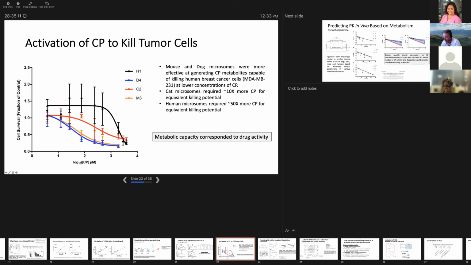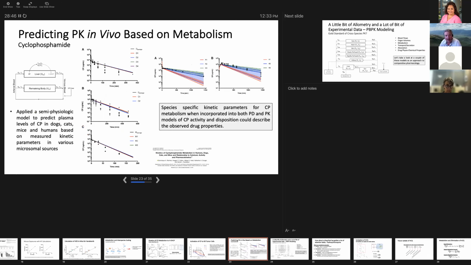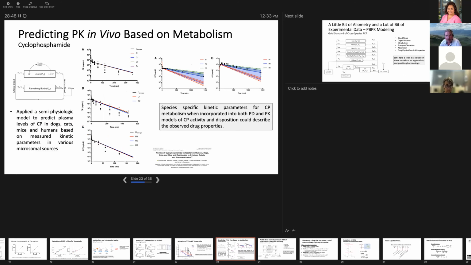Okay, this was important for us to show because this really got down to the biology of what was going on. So what does that have to do with pharmacokinetics? Well, what we then did was we took this and we built out a pretty simple physiologic model, because you have to add blood flow, because blood flow to the human, the cat, the mouse, and the dog liver are a little bit different. So you need to get things going in the right way.